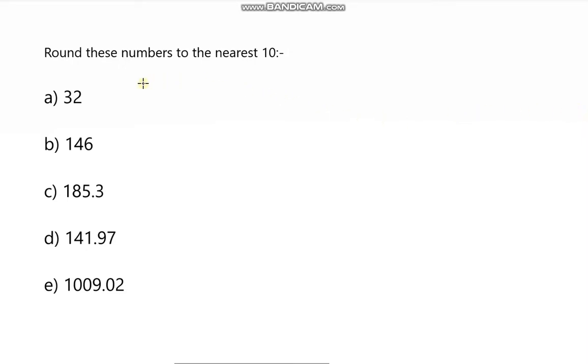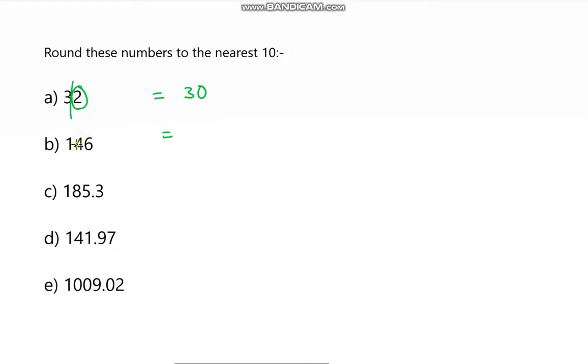Okay, let's go through these answers. So when we're rounding to the nearest 10, first of all, let's identify the tens column. So think of these as place values. So this is 3 tens and 2 units. So this is our tens column. So we draw a line after the tens column and we focus on this number here. This number is less than 5, so we round this number down. So this just stays at a 3, so this just becomes 30. Okay, it's either going to round down to 30 or up to 40, and this 2, because it's less than 5, we round it down, so it's 30.